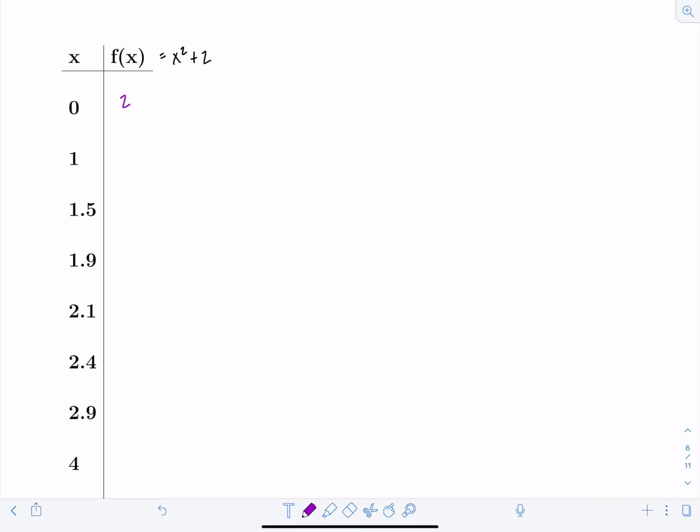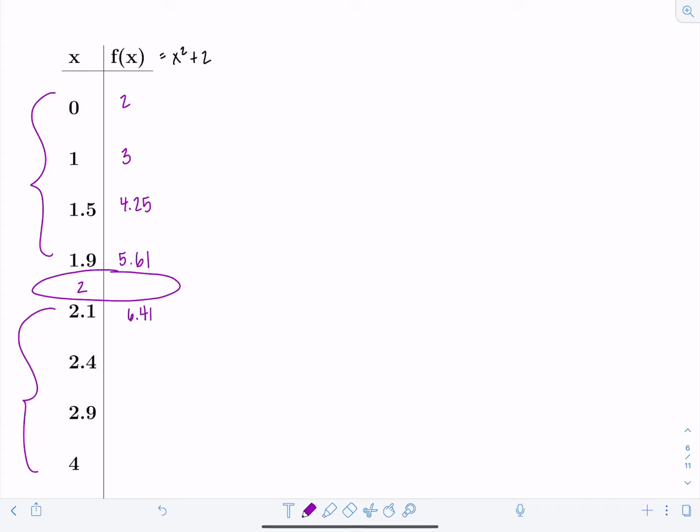F of 1 is 1 squared plus 2, that's 3. F of 1.5, that's going to be 4.25. F of 1.9 is going to be 5.61. Remember, we're investigating near 2, so we're just skipping it right now. I want to know what's going on either side of 2, on the left side and the right side. So if I plug in 2.1 into the function, I get 6.41. If I plug in 2.4, we get 7.76. If I plug in 2.9, I get 10.41. And if I plug in 4, I get 18.